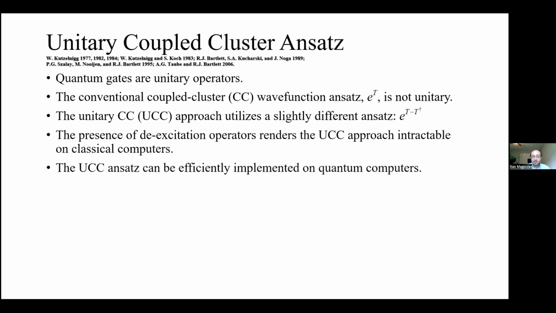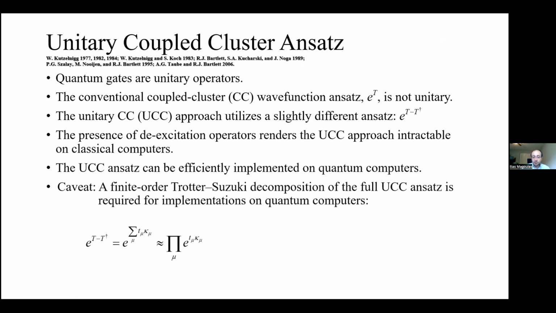Nevertheless, the UCC ansatz can efficiently be implemented on a quantum computer as long as we use a finite-order Trotter-Suzuki decomposition. In this particular example, we use a first-order decomposition. So instead of working with this exponential, we approximate it as a product of these exponentials, and these kappa_mu operators are defined in this way. These are the anti-Hermitian excitation operators. For the rest of the talk, I will be focusing on these exponentials and how we can efficiently implement them on our quantum device.